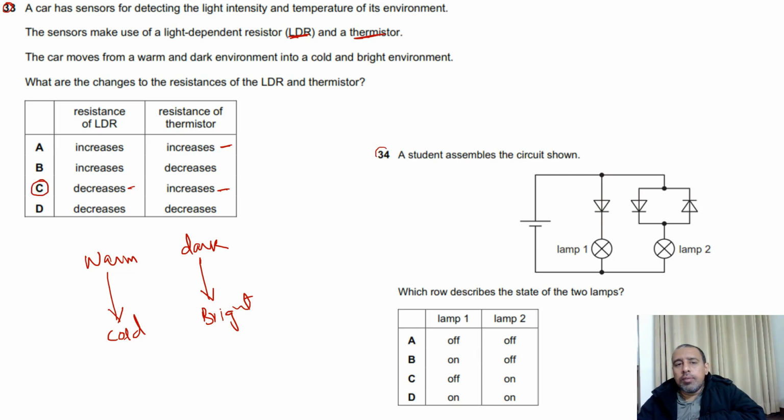Question number 34. This is positive and this is negative. These are diodes from your previous O-levels knowledge. You must know that this triangle is considered to be the positive side and this line is the negative side. And now it is a forward bias. It can allow the current to flow. So when the current is flowing through it, the current will flow this way. The current will not flow through this diode.